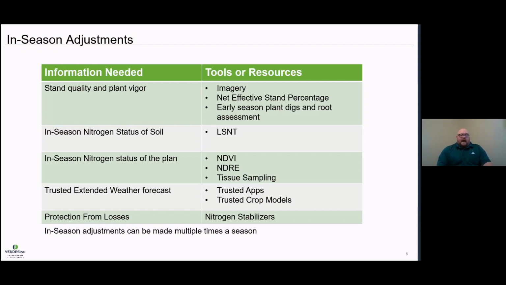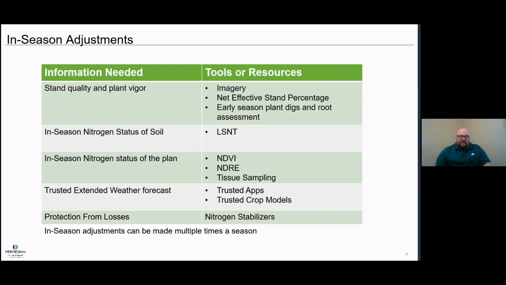Like calculating the actual difference between what your target stand was and the stand that you end up with, minus your doubles, your skips, your runts, all those other things, right? And how does that impact potential yield at the end of the day? And then do an early season plant dig and root assessment, right? Do you have sidewall compaction?